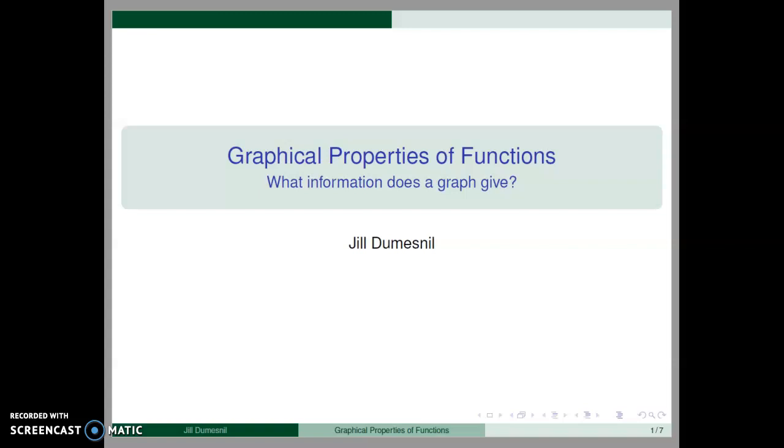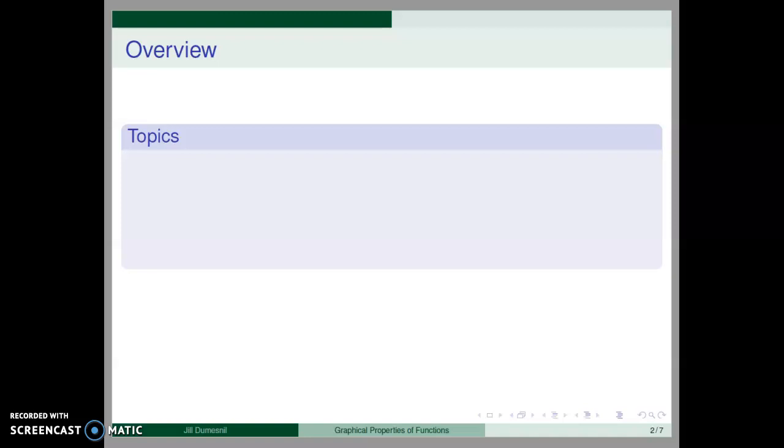We spend a lot of time in math classes graphing functions, learning to recognize the graphs of basic functions, and analyzing the graphs of functions. Obviously, graphs must be useful. This video discusses some of the information that can be gleaned from the graph of a function. We will start with a basic overview of topics to be discussed.